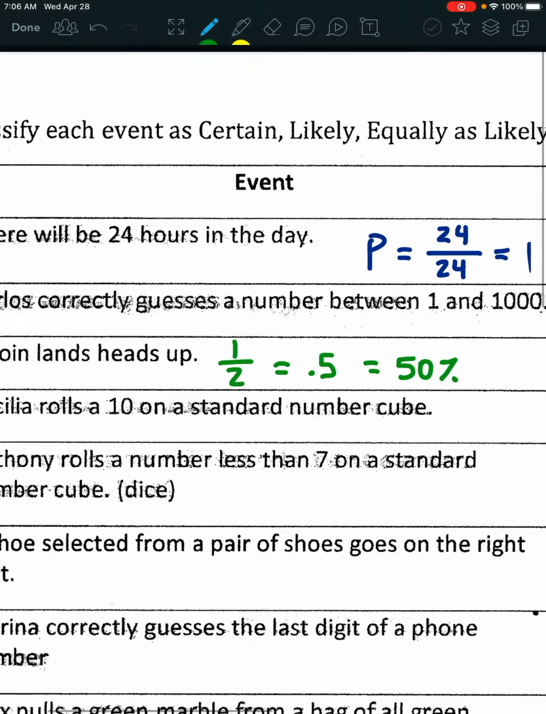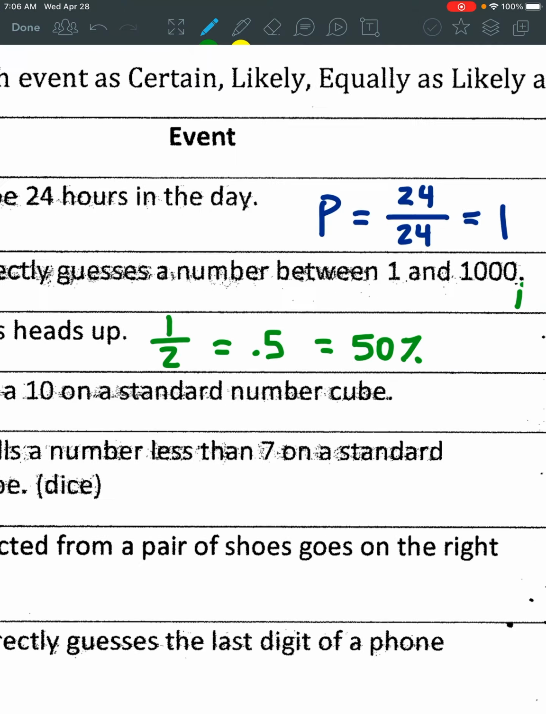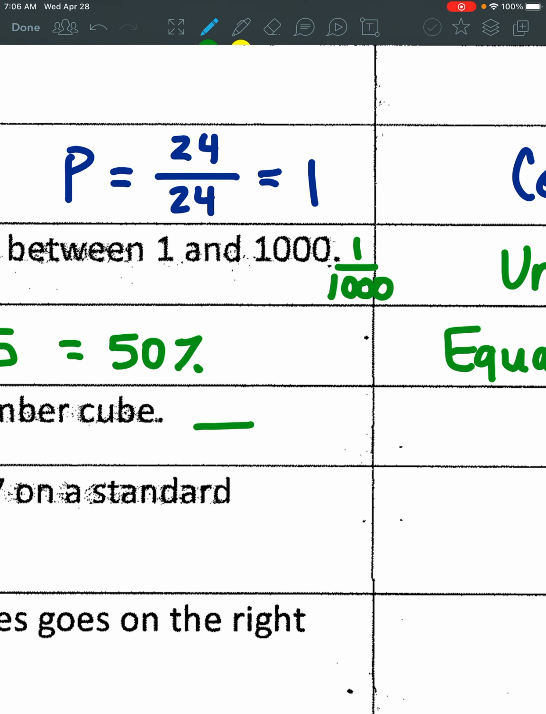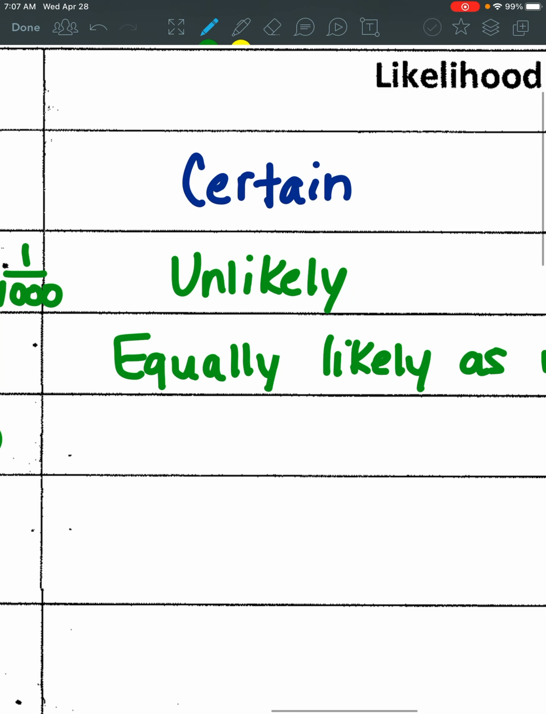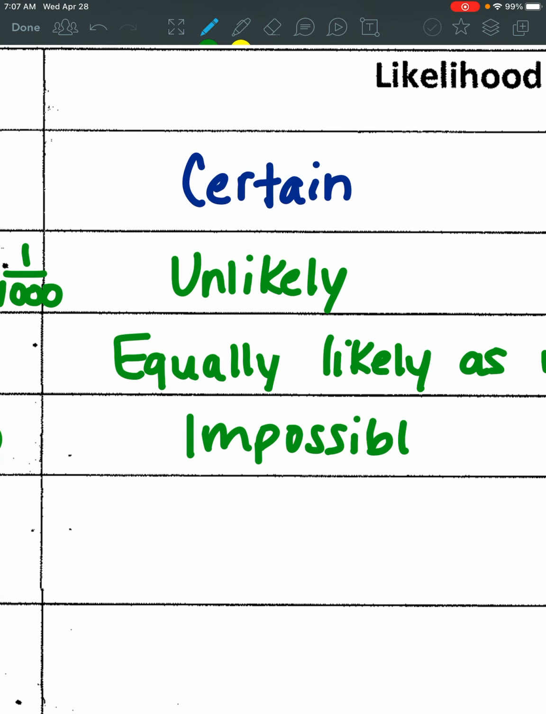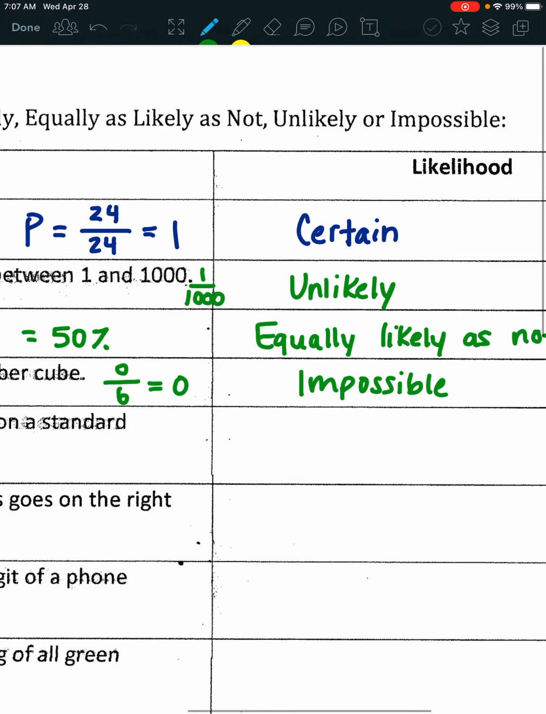All right, Cecilia rolls a 10 on a standard number cube. So we talked about this, a dice, how many 10s are on a dice? Well, there's no 10 on there out of 6 possible numbers. So 0 out of 6, it's going to simplify to 0. This is impossible. We can't roll a 10 on a number cube. Okay, I'm going to pause there because I want you to get some examples and try them on your own. So try those out, those last few examples.